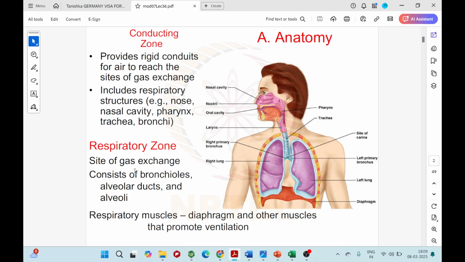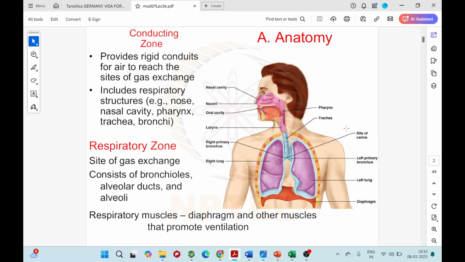Then comes our respiratory zone, which is the site of gas exchange. It consists of bronchioles, alveolar ducts and alveoli. And then the respiratory muscles, the diaphragm and other muscles that promote ventilation. Both of our lungs, the right lung and the left lung, and here the trachea is branched into the left primary bronchus and the right primary bronchus. And this is our diaphragm. So this is the anatomy of our respiratory system.